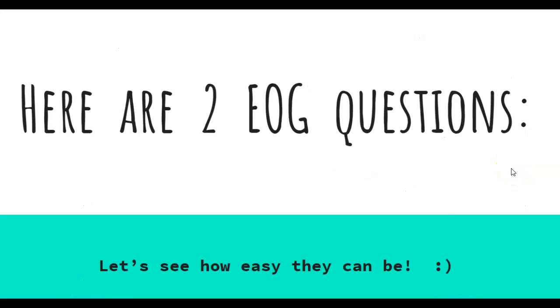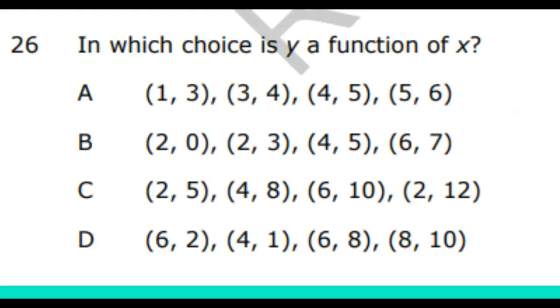Here are two EOG questions at the 8th grade level. In which choice is y a function of x? So that's a fancy way of saying which one of these is indeed a function. So in 3 of the cases, there must be some x value that has 2 y values. B is eliminated because 2 has 0 and 2 has 3. C is eliminated because 2 has 5 and 2 has 12. And D is eliminated because 6 has 2, but it also has 8. So the only one of these that is a function from the given information that I have is choice A.